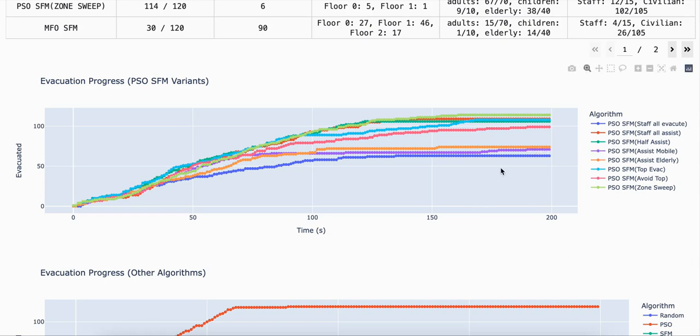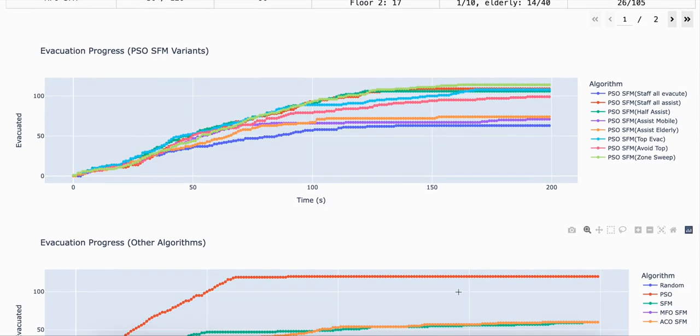Both staff assist elderly and assist mobile, since they're very selective, I think are performing very poorly because there's a lot of chaos with the selection of pedestrians by the staff. And avoid top and all of the others are performing fairly equally. So that's something that we can get from this graph.